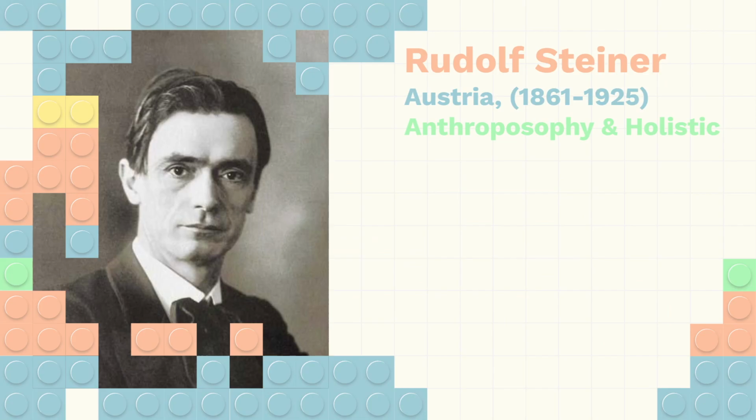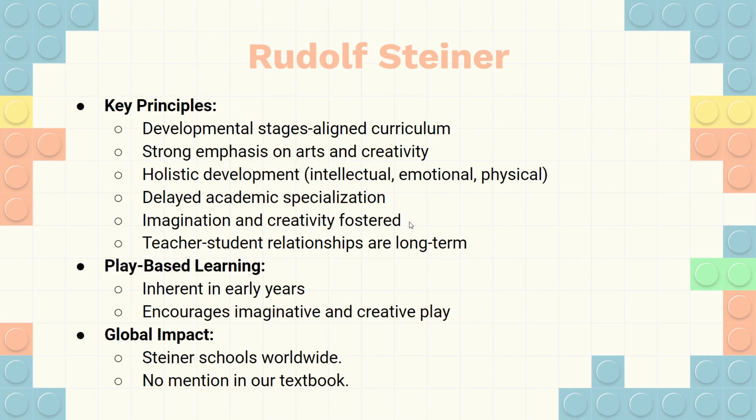He was born in Austria, and lived from 1861 to 1925. He had an interesting philosophy called anthroposophy. I'll let you read that one. I could never pronounce it. And holistic. His big principles were that there were developmental stages aligned with curriculum.